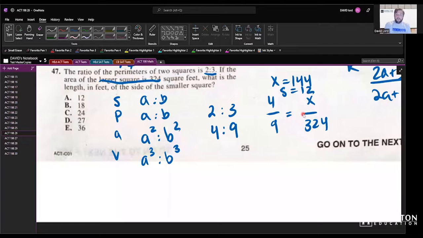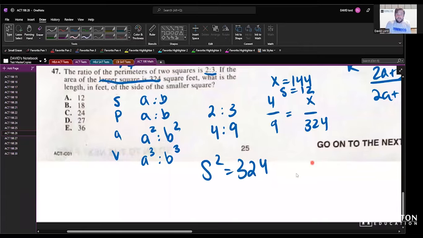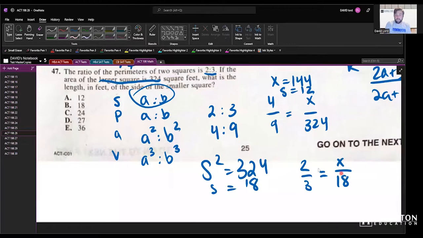So instead of that, we could have gone a different approach. We could have said, well, the square has an area of 324, the big one. And so then that means it has a length of 18. We could then use our side ratio to solve for the smaller side. So that would be 2 over 3 is equal to the length that we're solving for over 18. And from here, we get the same answer, 12. So two different ways of approaching it, but they still lead you to the answer A.